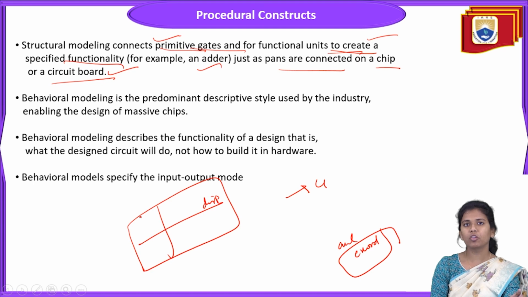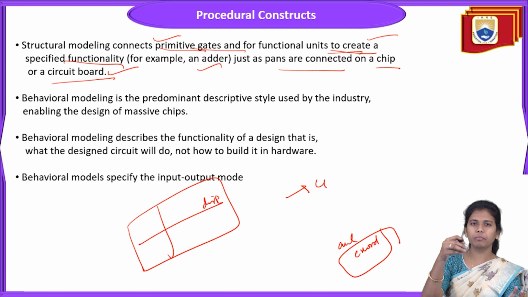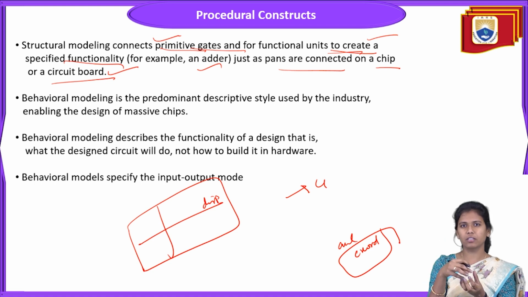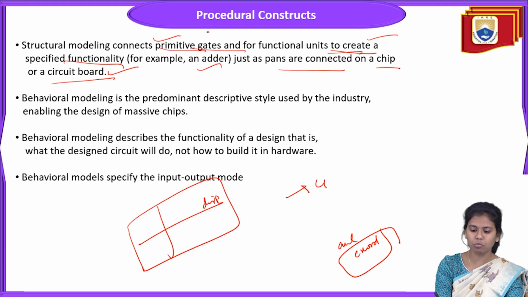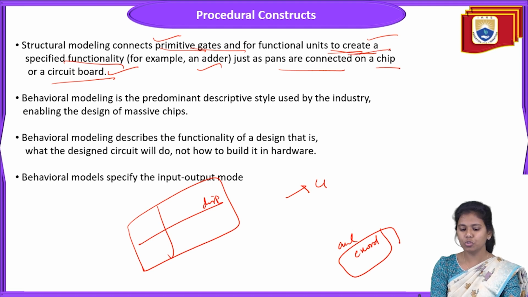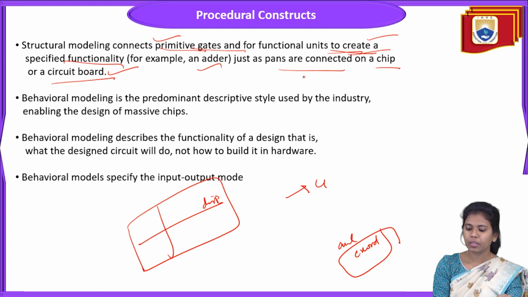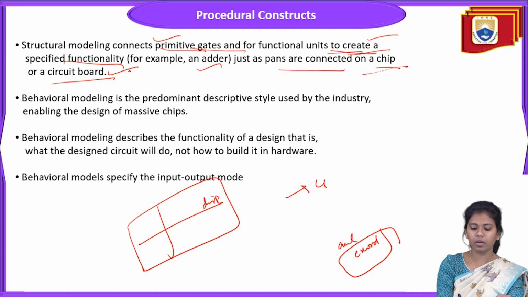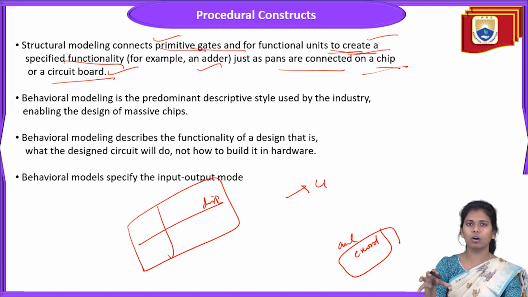For example, if you consider a PCB, a printed circuit board, you see many peripherals and many different tiny parts fixed on it, isn't it? All the tiny parts are fixed and together form one structure. So here it states the same thing. Structural modeling contains the primitive gates and is used to create a specified functionality, just like connecting a chip on a circuit board. In the same fashion, we connect all the different peripheral modules in a big complex circuit board or a big complex chip.